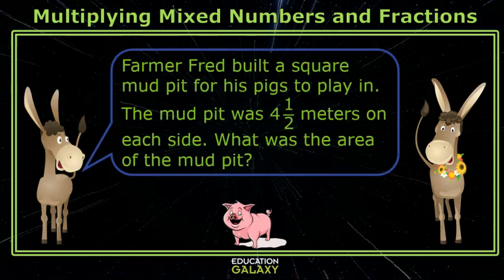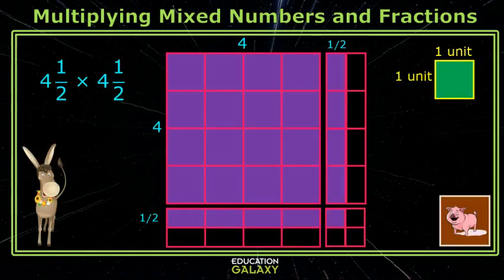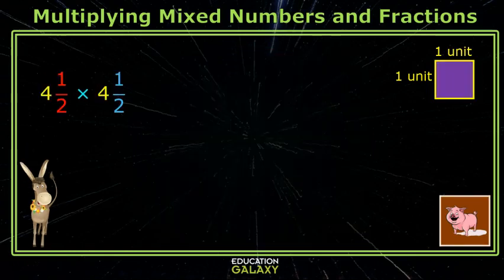Farmer Fred built a square mud pit for his pigs to play in. The mud pit was 4.5 meters on each side. What was the area of the mud pit? Well, I need to multiply 4.5 times 4.5, so I'll start off with my 1 times 4.5 model. Here it is. Where did all those parts come from? Okay, let me show you.